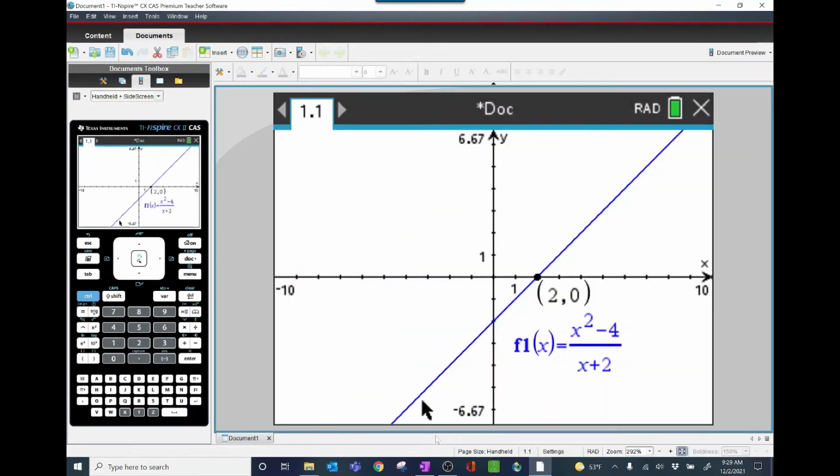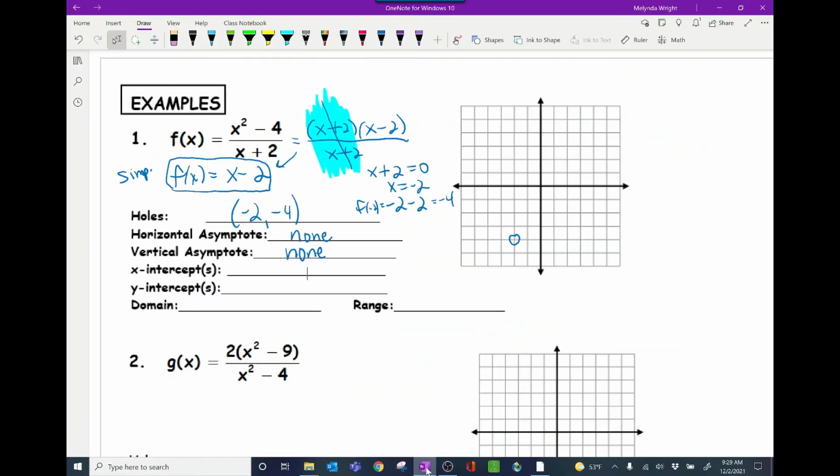Okay, so let's get rid of that table, and let's go back to our document so we can graph this. We know we calculated, we let the calculator do it, that our x-intercept is at (2, 0) and our y-intercept was (0, -2). So let's plot those: (2, 0) and (0, -2). And then we can finish out our graph.